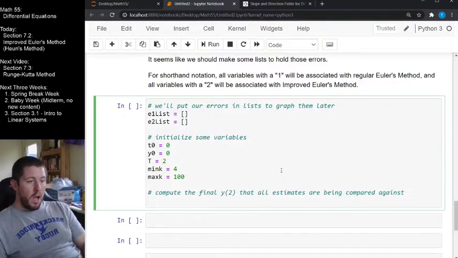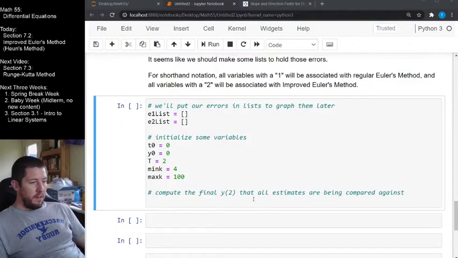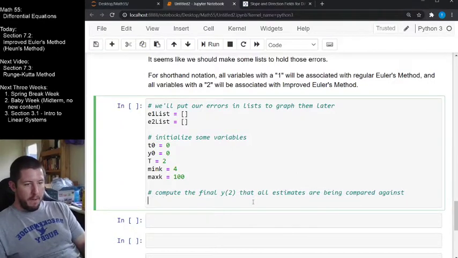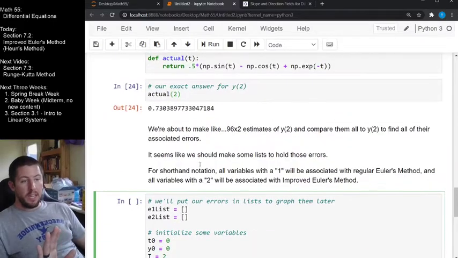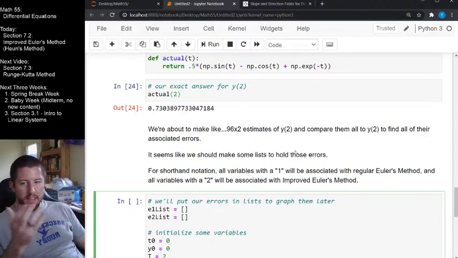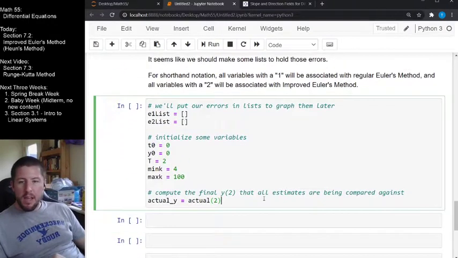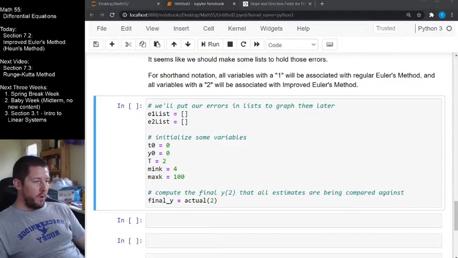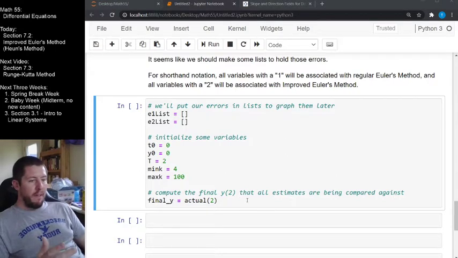All right, so I'm going to say my actual final y is really going to just be our actual function at 2. This is exactly what we just did a second ago. I'm just saving this number as a variable so that we don't recompute it a million times. We compute it once and then compare against it several times. Whatever is going to be my actual, evaluated at 2.